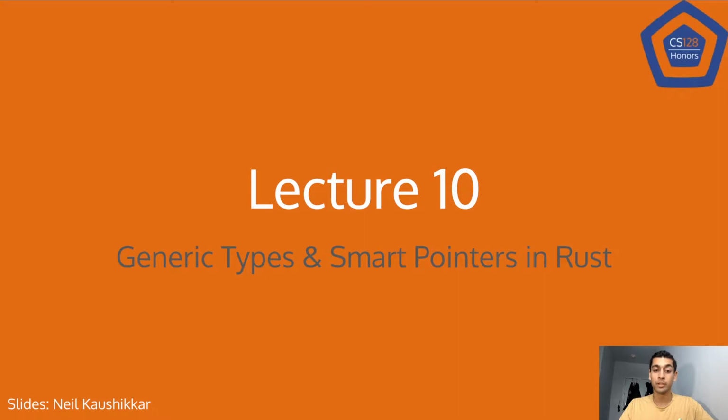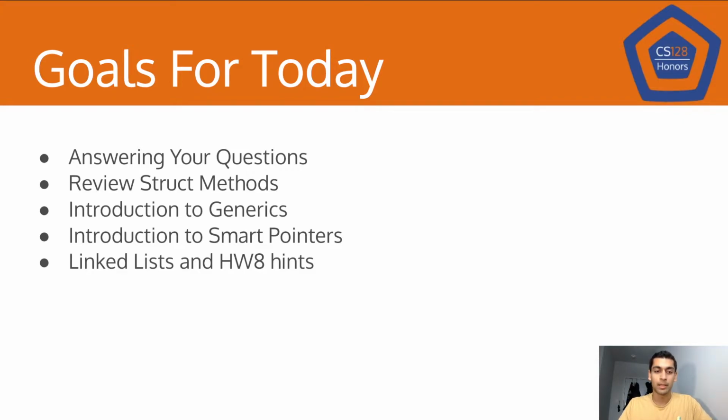Today we're going to be covering generic types and smart pointers in Rust. So we're going to start off by answering some more of your questions and then go into some struct review, so cover some stuff that we learned in the last two lectures, and then introduce you guys to generics and how you can reproduce code using some simple techniques.